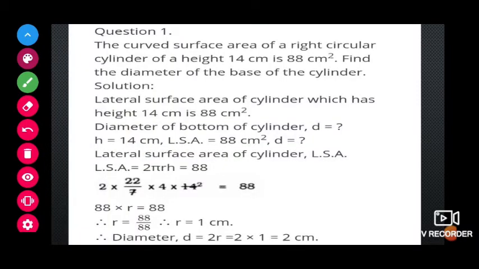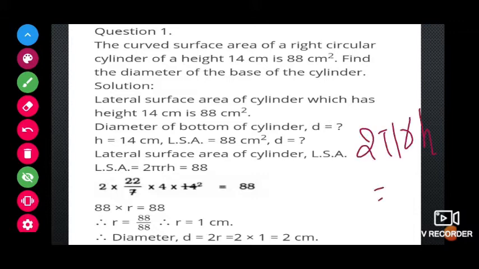Now we will see exercise 13.2, which is based on the cylinder. First, the curved surface area of a right circular cylinder of height 14 centimeters is 88 centimeters square. Find the diameter of the base of the cylinder. Solution, children: they are giving the curved surface area, so immediately we have to remember the formula 2 pi r h.